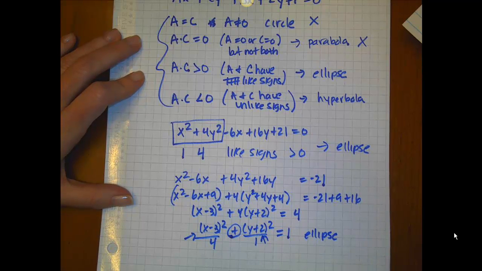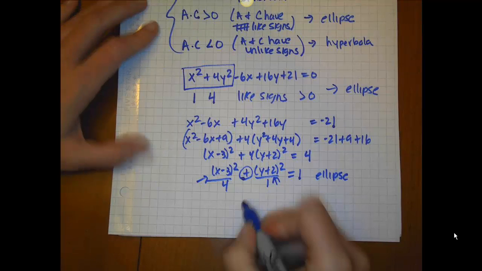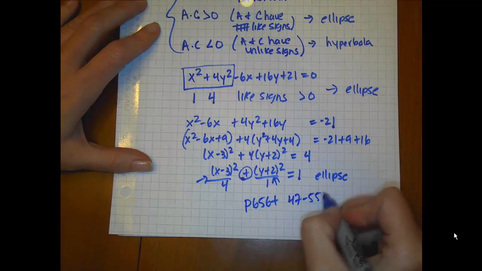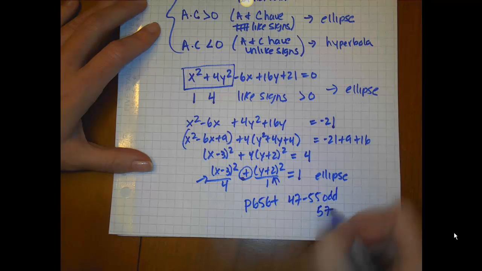So at this time, you can finish the assignments by looking at page 656, numbers 47 to 55, the odds, and 57. Good luck.